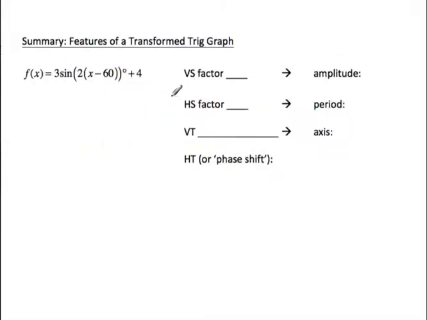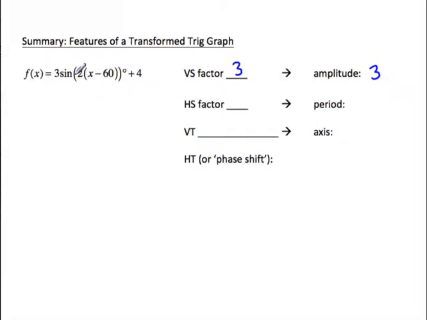Let's summarize by putting all of these different transformations together on one function. If we look at f of x is equal to 3 sine 2 bracket x minus 60 degrees plus 4, we can work from left to right. This 3 is a vertical stretch factor 3, and as we said previously, that's going to affect the amplitude. The amplitude of this transformed sine function is going to be up to 3 now from the 1 it started off at when it was not transformed at all.